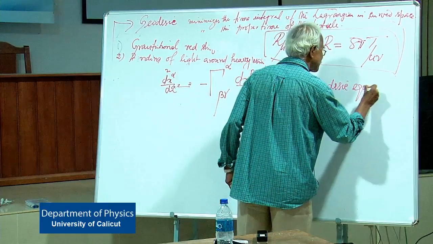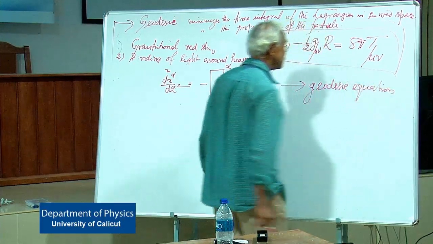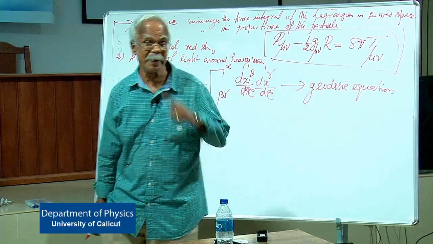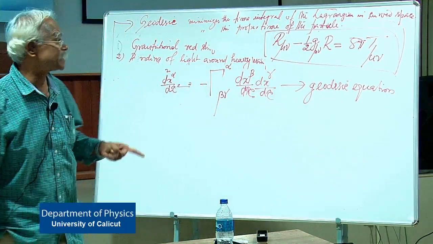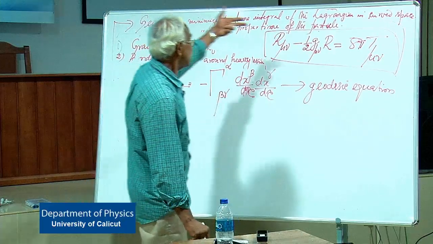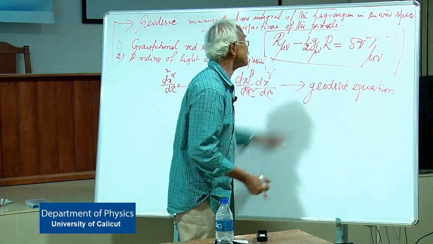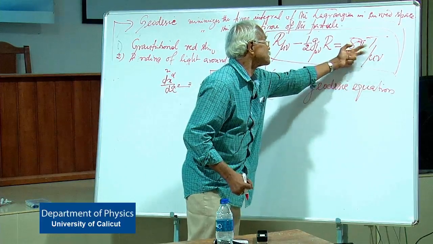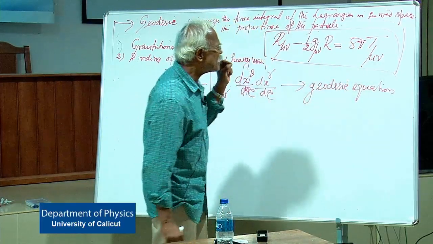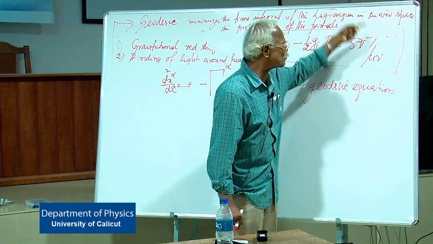Because it is the equation which governs the motion of the particle in a given gravitational field. The gravitational field is, say, that metric field which is created by this mass concentration. In fact, I will have one more word of comment here which I forgot to mention at that time.